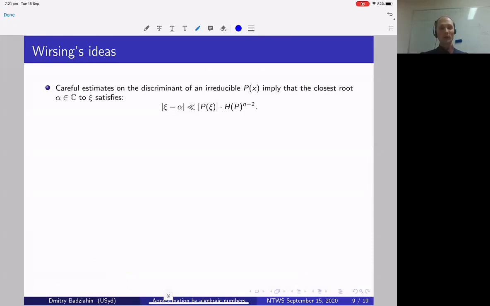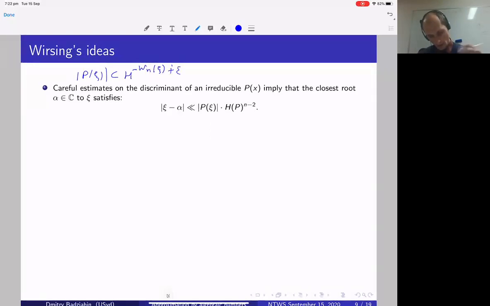Now I want to discuss several ideas from the works of Wirsing and then of other mathematicians. Actually, in his paper, Wirsing had many ideas, many relations between different Diophantine exponents. I will discuss only two of them, which will in some way be used later. So the first idea is, as I already mentioned on the previous slide, we can always get a sequence of polynomials P with P of xi smaller than H to the power minus Wn of xi plus epsilon. That's just by the definition of Wn of xi.